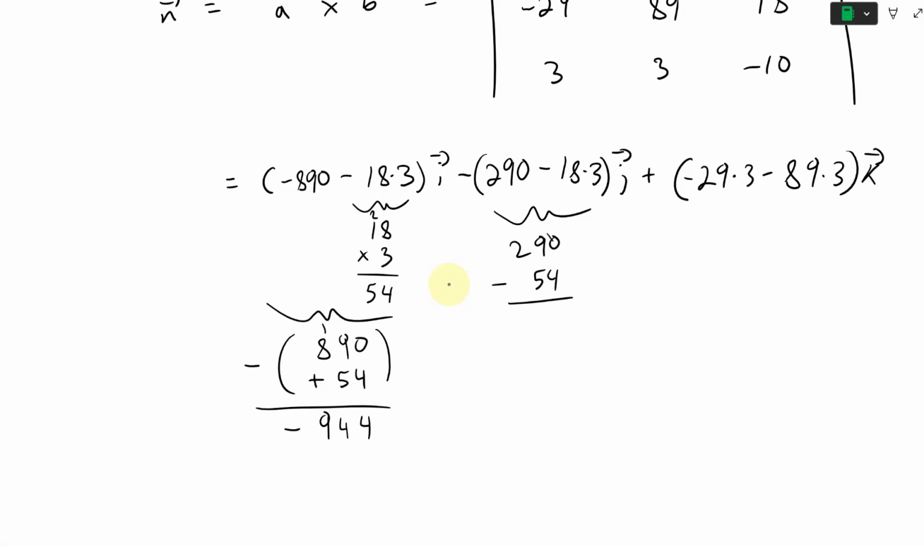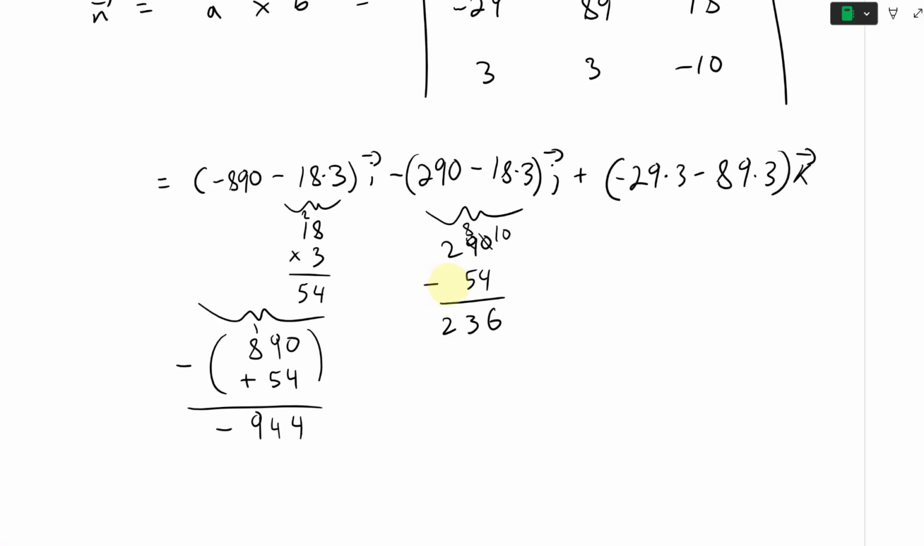54, this is going to be now, this is 10. This comes 8. So 10 minus 4 is 6. 8 minus 5 is 3. And then 2, 3, 6. And then lastly here, so here we have multiple stuff.